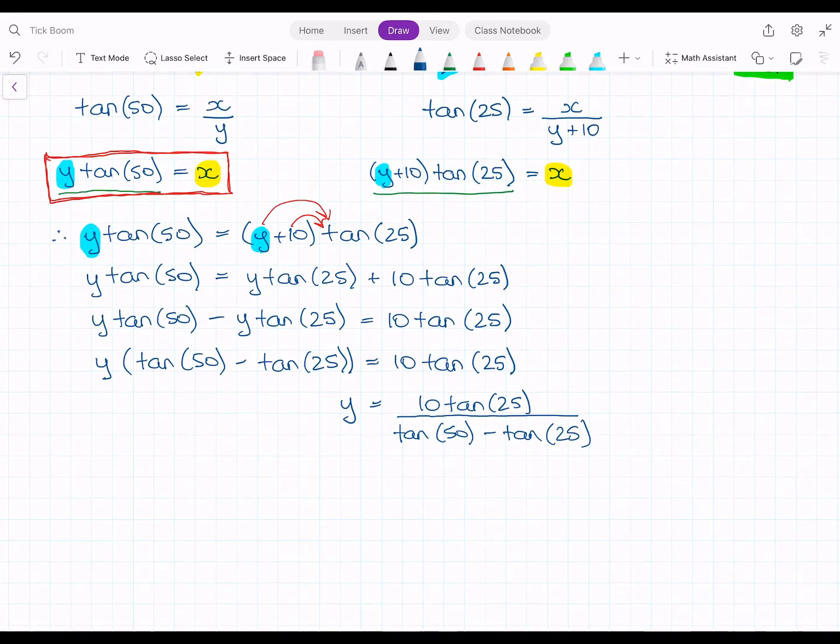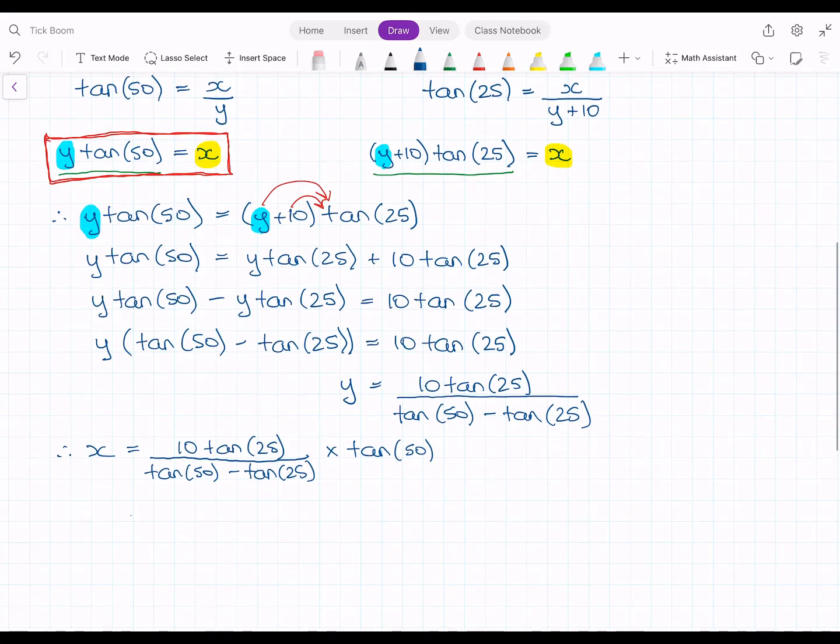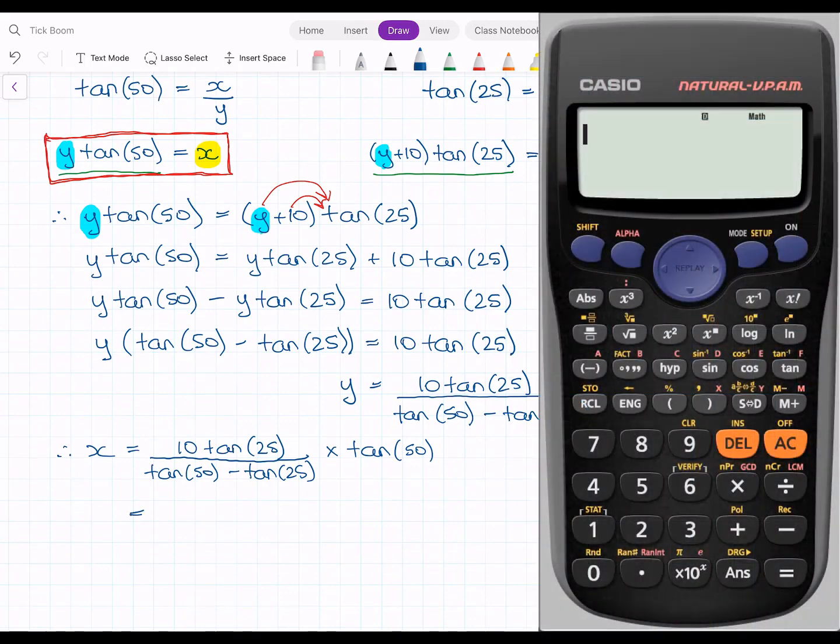So substituting this back in, we can now conclude that x is equal to, and instead of y times tan 50, we can write this expression for y. So we get 10 times tan of 25, all divided by tan 50 minus tan 25. So all of that represents y, and we're multiplying that by the tan of 50, and that will give us our value for x. So now at this point, let's get out our calculator and type all that in.